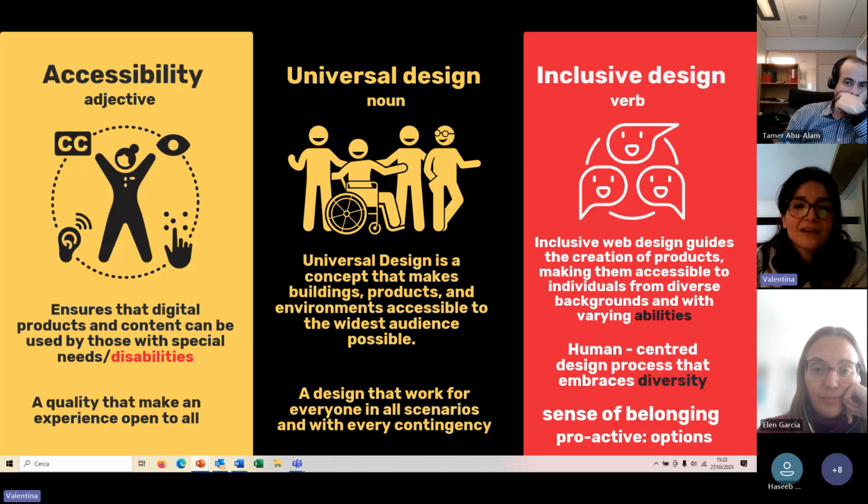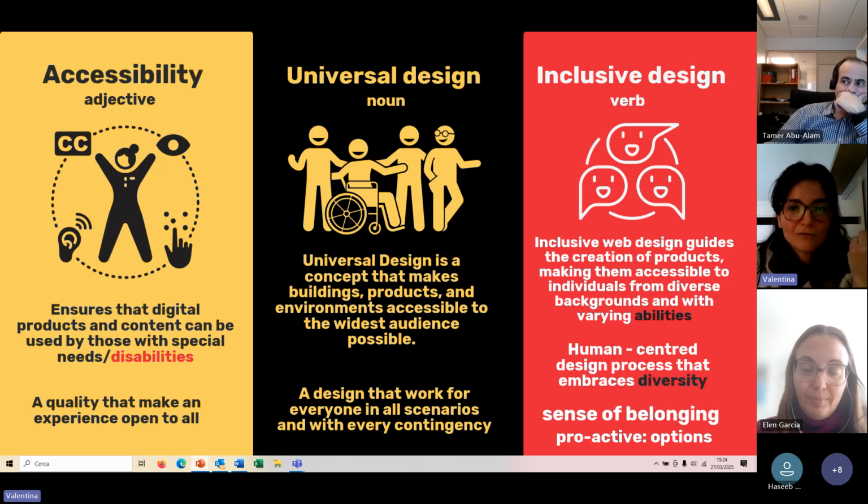And then there's what Asib also mentioned, the universal design, which is another concept. It is related mainly to design that works for everyone in all scenarios and every kind of situation. For example, the elevator is something created by this idea of universal design. So it's more a concept that makes buildings, products, and environments more accessible to the widest audience possible.